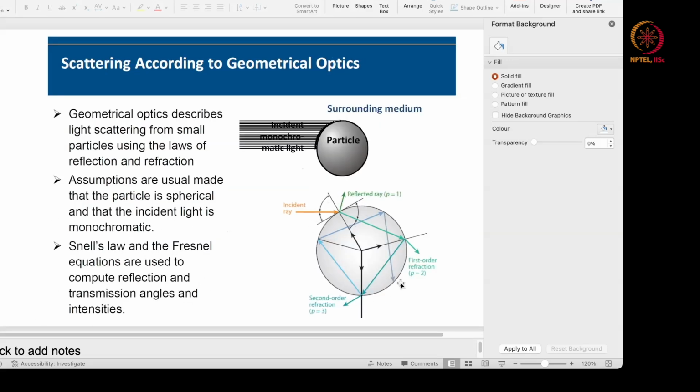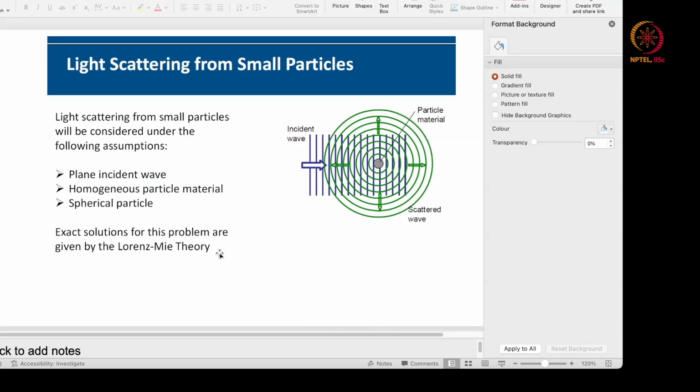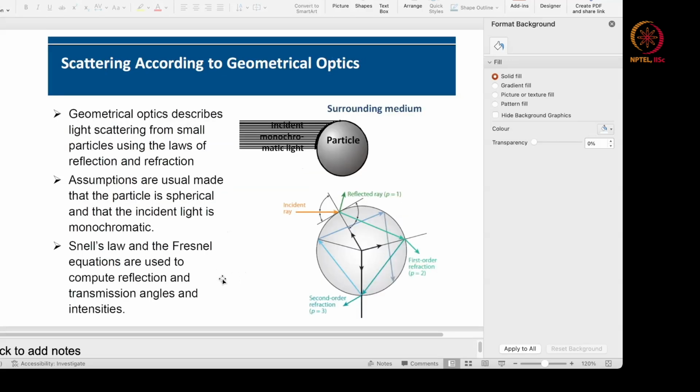Here you can calculate using ray optics, using geometric optics, how much light is reflected, refracted, and so on. But it is much easier to use the waves and calculate from the Lorenz-Mie theory. From the geometric optics perspective, it is easier to understand what may have gone on: why you get multiple glare points, what is meant by first order and second order refractions, and so on and so forth.